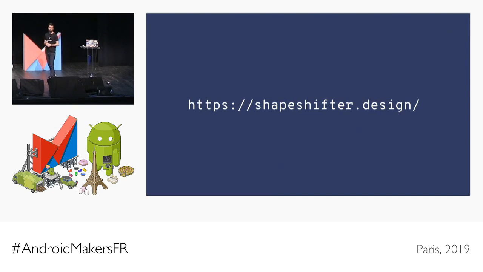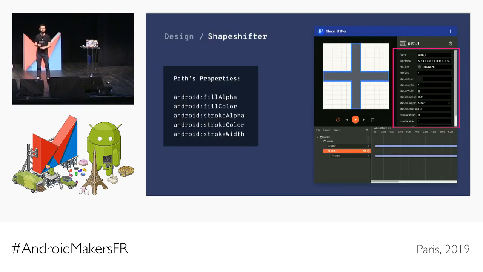How did we do that? We used Shapeshifter. I don't know how many of you are familiar with Shapeshifter? Oh, that's good. So just a super quick dive in. Shapeshifter is a very powerful tool. It's accessible from the web, and what it does is let you create animations and then export animated vector drawables. In this case, we had our little icon, our plus. You can import it or create it directly.